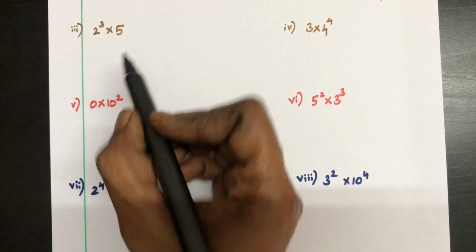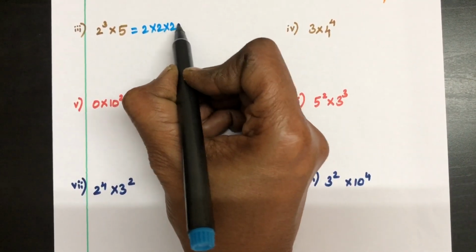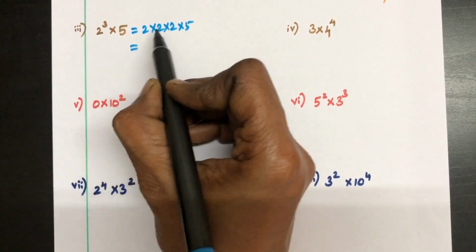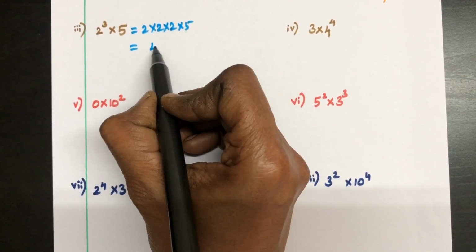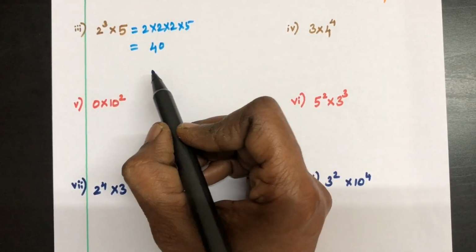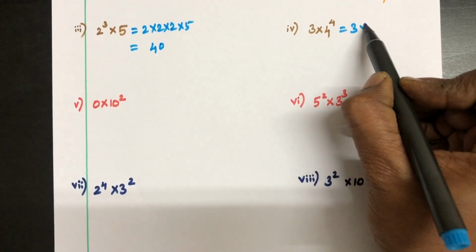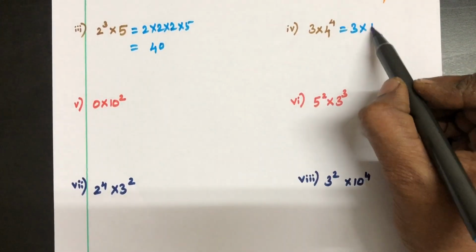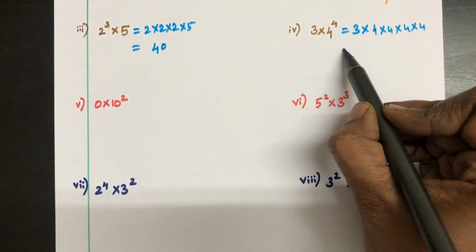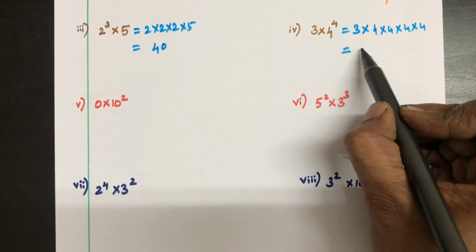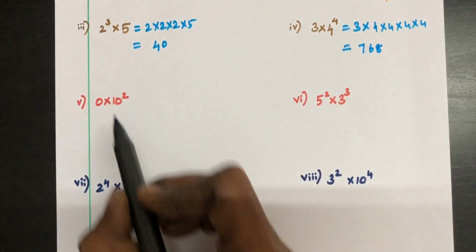2 cube into 5. So 2 cube means 2 into 2 into 2 into 5. This gives us 2 2s are 4, 4 2s are 8, 8 5s are 40. 40 is the value. Now this one, 3 into how many times 4? 4 times. 4 into 4 into 4 into 4. The value of this is 768. If you multiply this, this will come.